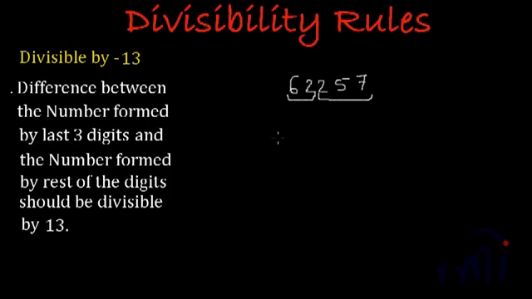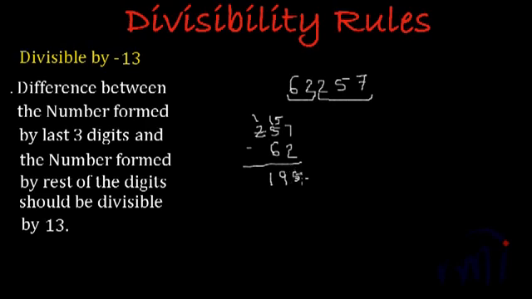So to find the difference, I'll subtract 62 from 257. So 257 minus 62. 7 minus 2 gives us 5. I have to borrow 1, so this becomes 15. 15 minus 6 is 9, and 1 as it is, right? So the difference I am getting is 195.